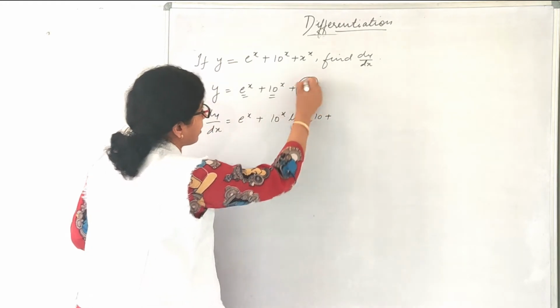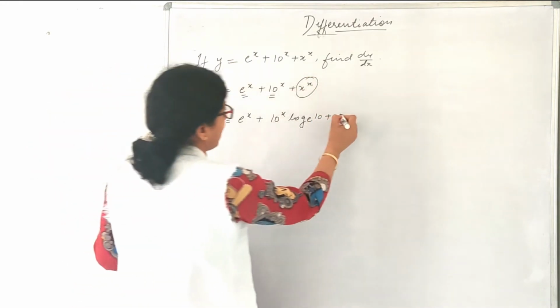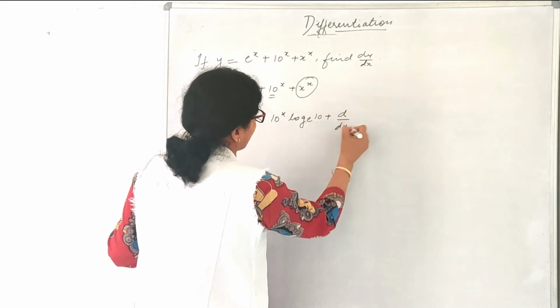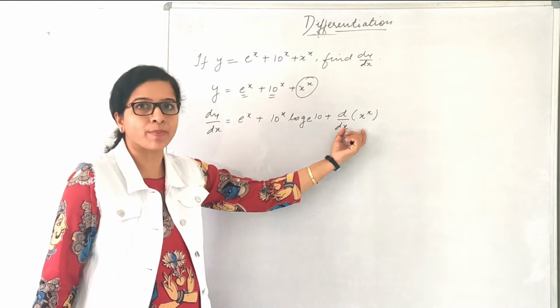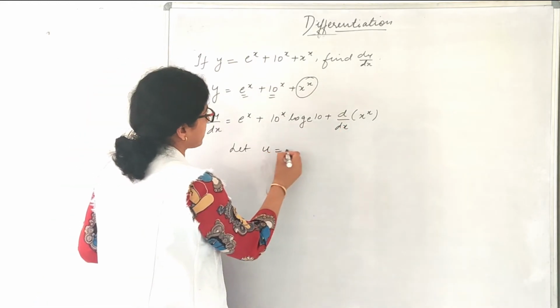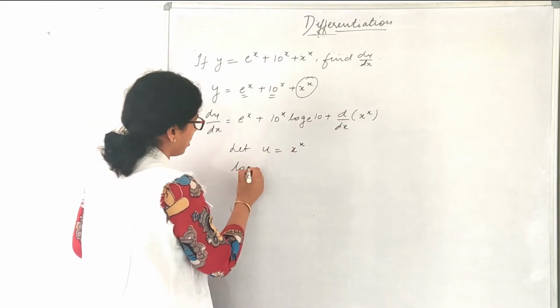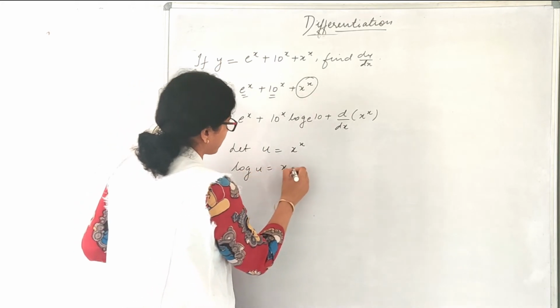Now this we cannot differentiate directly. So what I am going to do, I will write d upon dx of x to the power x, and I will solve this part separately. So now let u is equal to x to the power x. log u is equal to x log x.